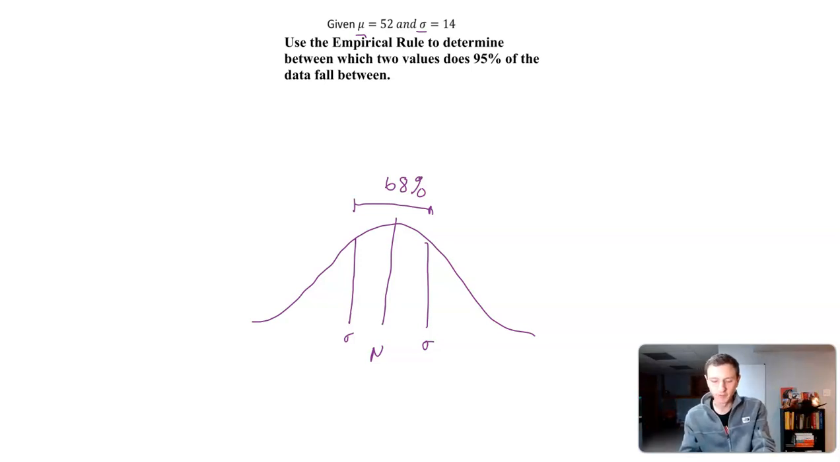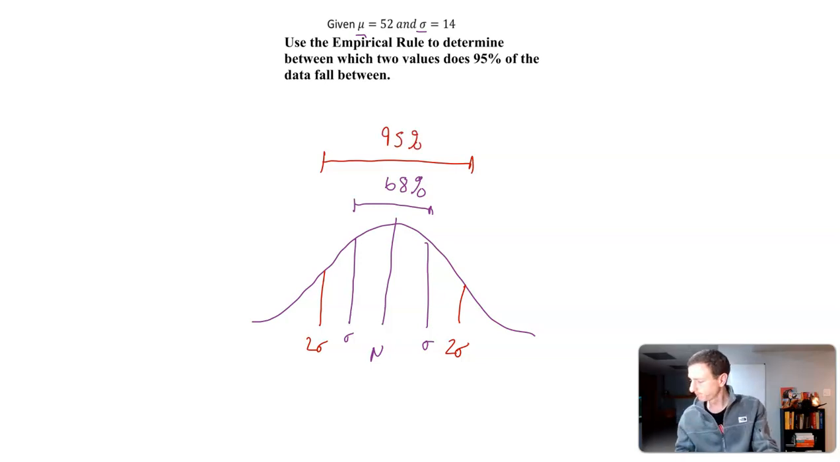Then we go two standard deviations below and two standard deviations above the mean. The empirical rule says that 95% of the data is between two standard deviations. This is really roughly 95%. I think there are some little decimals tacked on there, but it's about 95.